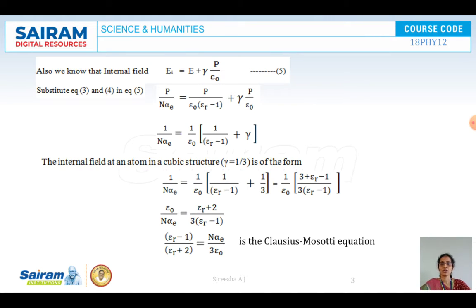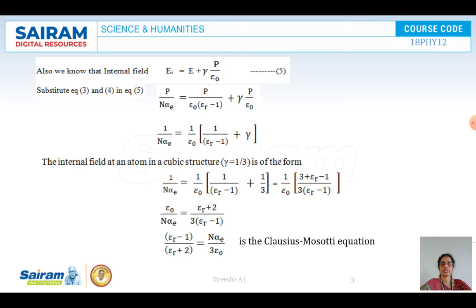Now we also know that the internal field Ei is equal to E plus gamma into P by epsilon naught. This equation we have derived in the previous sessions for the internal fields. This is also called the Lorentz field. So Ei is equal to E plus gamma into P by epsilon naught, as equation 5. Substitute equations 3 and 4 in equation 5.